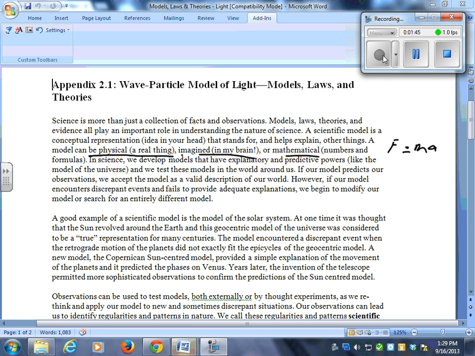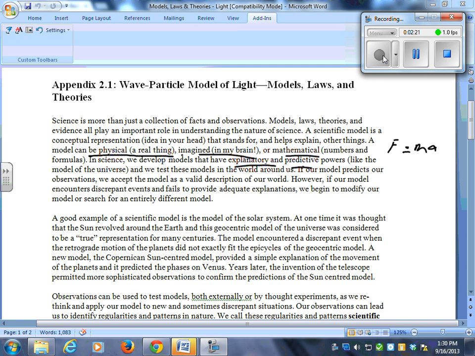Okay? In science, we develop models that have explanatory and predictive powers. In other words, they explain things and they also predict. Explanatory and predictive powers. And we test these models in the world around us. An example of predictive powers is the model of the universe. We can use the model of the solar system to tell us where the planet should be in another month or 2 months or another year. And then we check and find out it may or may not be true. If our model predicts our observations, we accept the model as a valid description of our world. Give ourselves a little check mark and we say, yay, we're right.